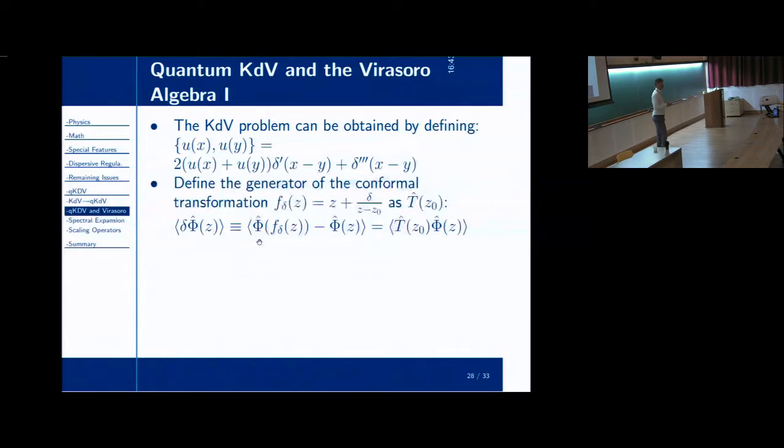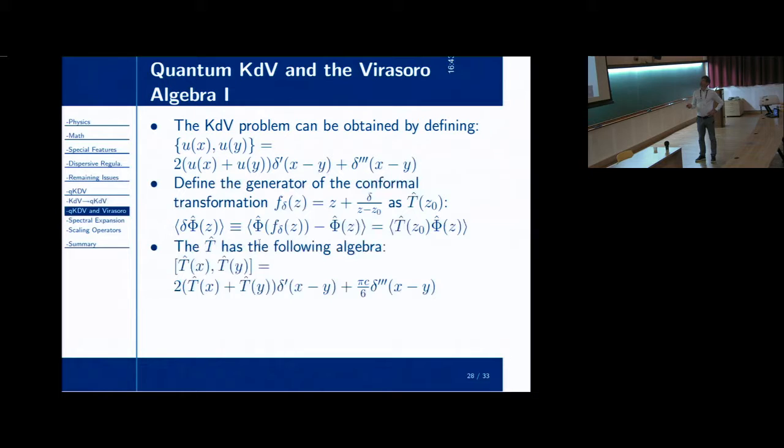So we can think of T as a generator of conformal transformations, and then we can ask what is the commutator of T's at different points, which will define the algebra of conformal transformations. So this commutator defines the algebra of conformal transformations, and it turns out to have this form. So we see that the commutator of conformal transformations has a form which exactly repeats the Poisson structure of the KdV problem.